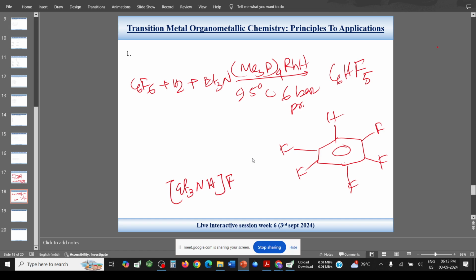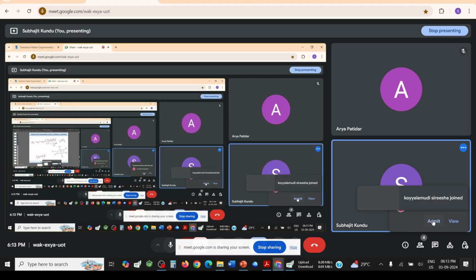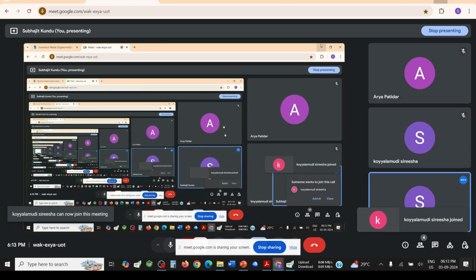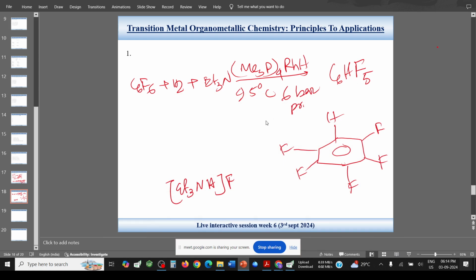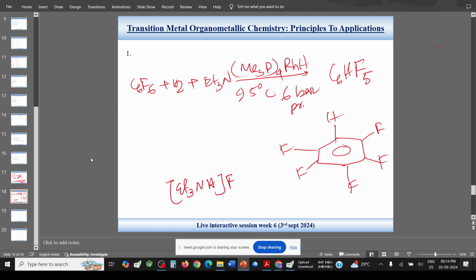After discussing the mechanistic cycle for this CF activation reaction, I will move to today's problem solving session. Today we will discuss 15 problems after this discussion regarding the week 6 content.